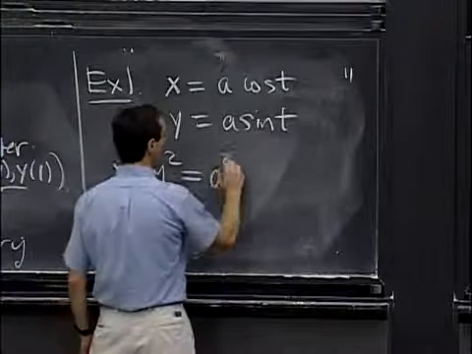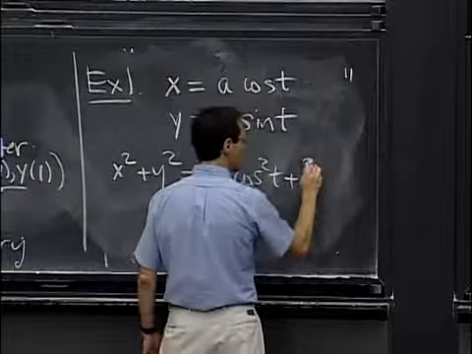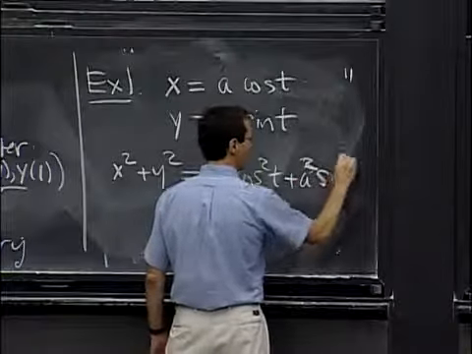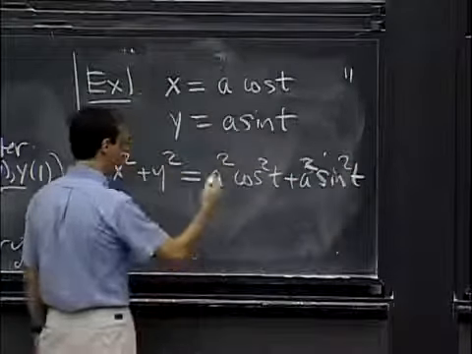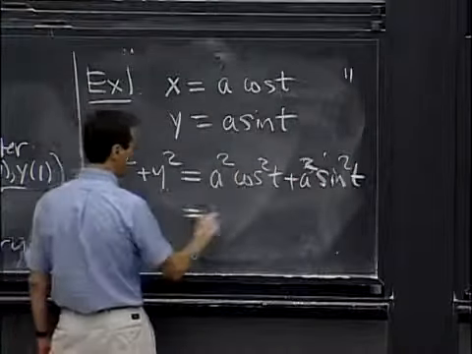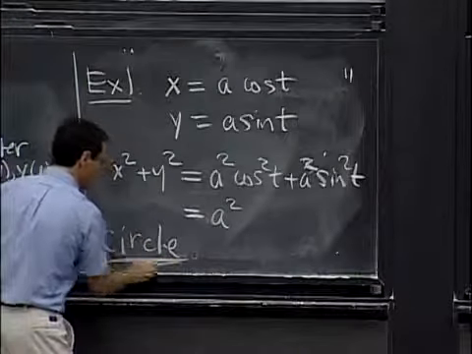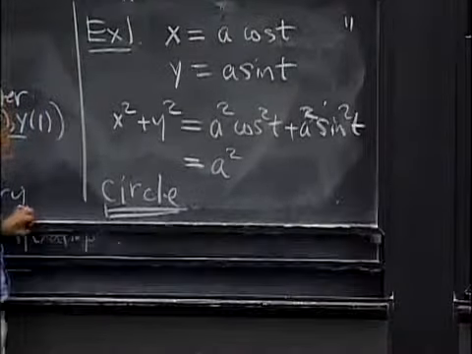We're going to get a squared cosine squared t plus a squared sine squared t. Which is just a squared times cosine squared plus sine squared, or in other words, a squared. So lo and behold, what we have is a circle. Well, we know what shape this is now.